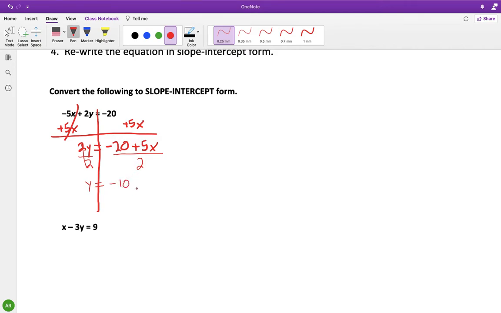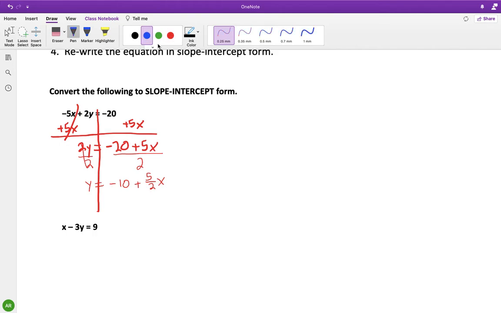5 divided by 2, I could write 2.5 down, but since we're going to graph this line, I could say 2 and 5/10, I could say 2.5, but really I think this is the best option. Just write it as 5/2 x. All right, so our equation is y equals negative 10 plus 5/2 x.